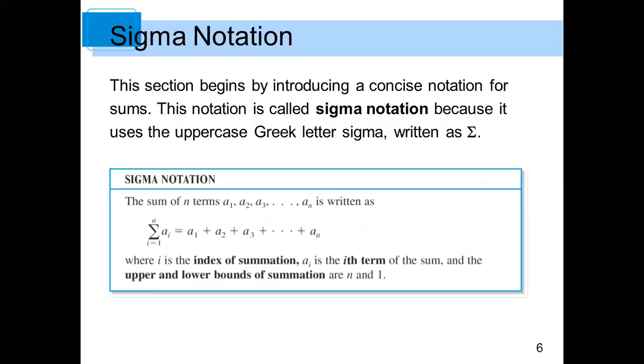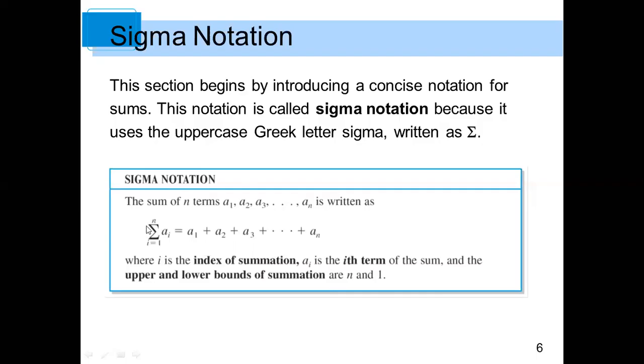This notation is called sigma notation because it uses the uppercase Greek letter sigma, written as this. So here's what sigma notation is. If you add a sequence of terms, so A1, A2, A3, and so forth, and there's some kind of pattern to it, where i is the index of summation, a sub i is the ith term of the sum, and the upper and lower bounds of the summation are n and 1. So i equals 1 means you start on the first term, the upper bound is n, that's the number on top, and the lower bound is the number you start at.